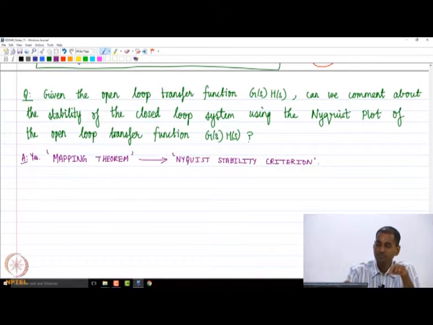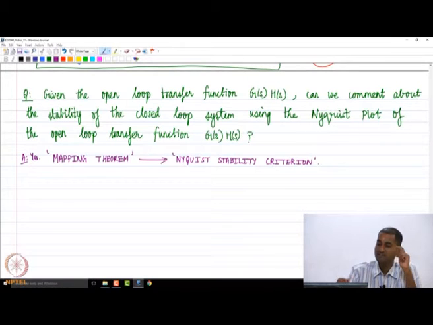I want you to read through the handout if you have not already done so. If you go to the course website, below root locus construction, I have uploaded another file called Nyquist stability criteria. I hope you are able to access that file. In it I have clearly typed what the mapping theorem is and how it is applied to the Nyquist stability criterion. Kindly go through the document and come to the next class. We would discuss the same in the next class.